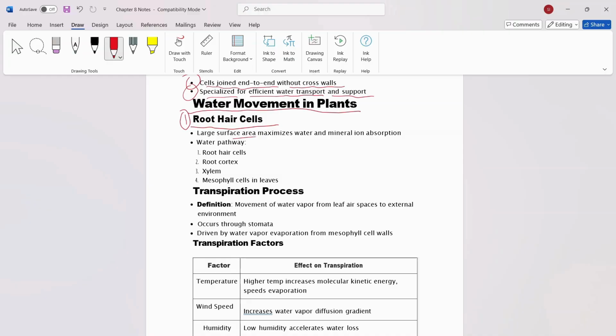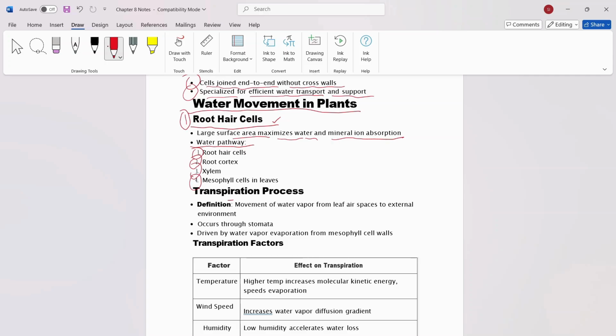A large surface area maximizes water and mineral ion absorption with the help of root hair cells. Water pathway, number 1: root hair cells, root cortex, then it reaches the xylem and then the phloem cells in leaves.